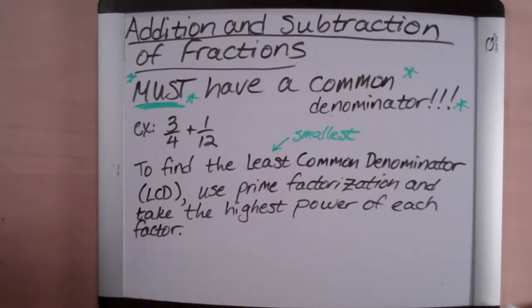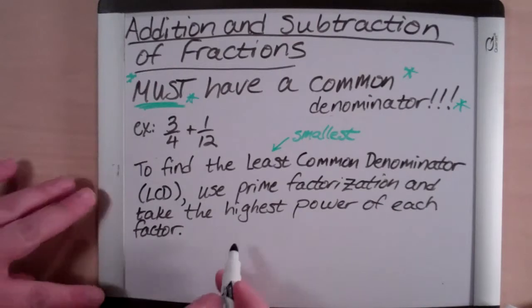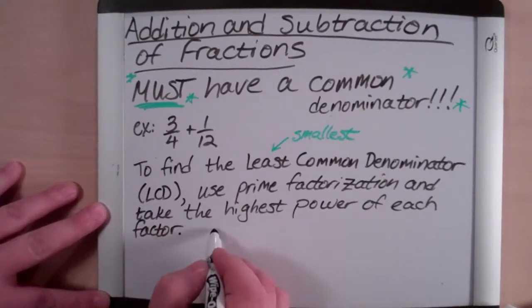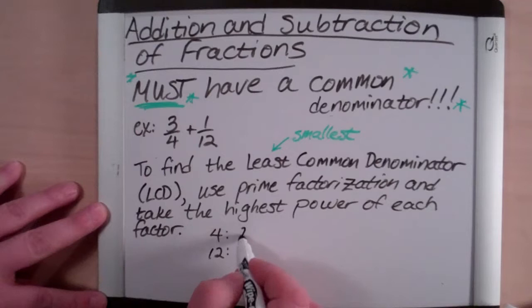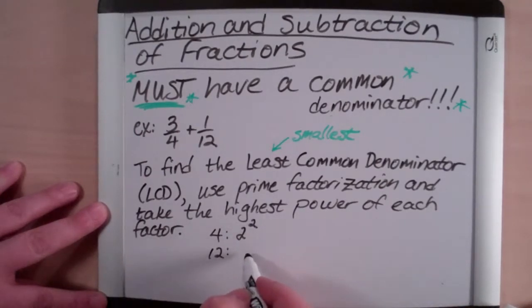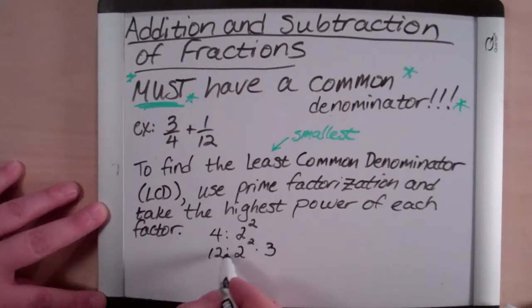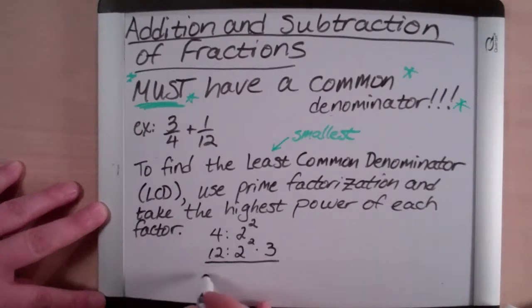And to find the LCD, we're going to use prime factorization of each denominator in our problem, and then we're going to take the highest power of each factor to construct the LCD. So if I write this out, my two denominators here, I have 4 and I have 12. And when I take the prime factorization of 4, it's just 2 squared. When I do the same thing for 12, I have 2 squared times 3. So those are all prime factors. We'll pick the highest power.